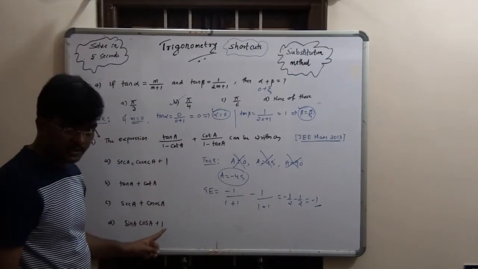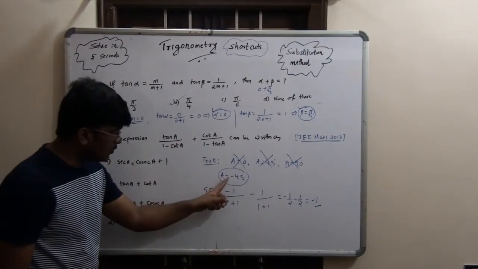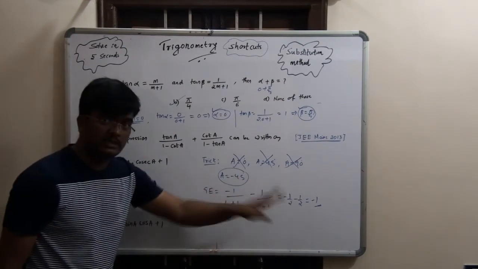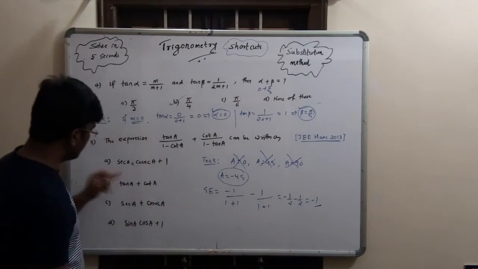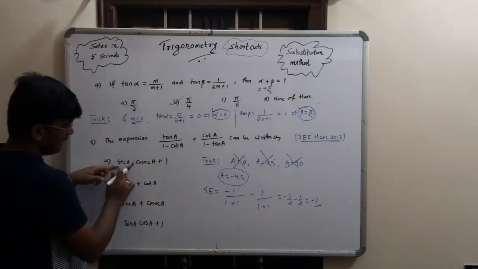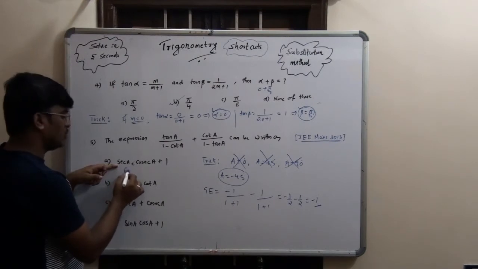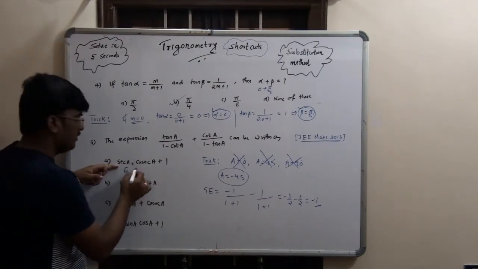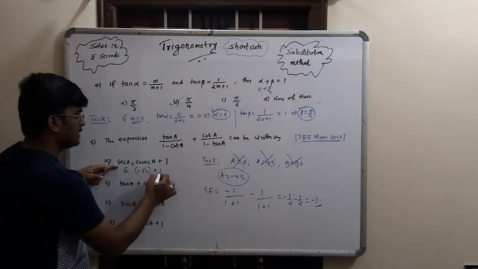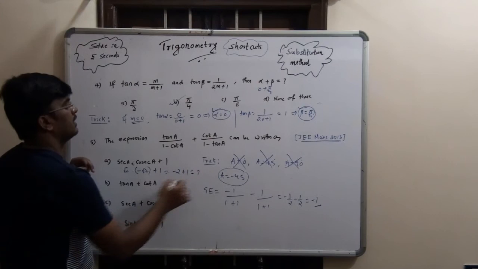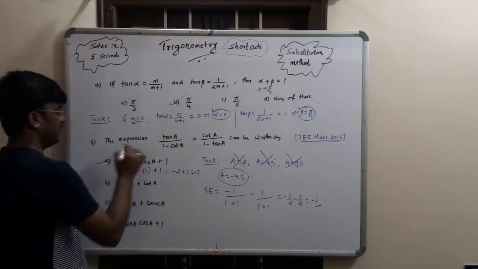Now go to the options here. For A is equal to minus 45 degree, which option will give the result minus 1? That would be your correct answer. The first option here, sec A, nothing but sec minus 45. Sec minus 45 value is plus root 2. Cosec minus 45 value is minus root 2, plus 1. So root 2 into root 2 is 2, minus 2 plus 1, nothing but minus 1. Option A might be correct.